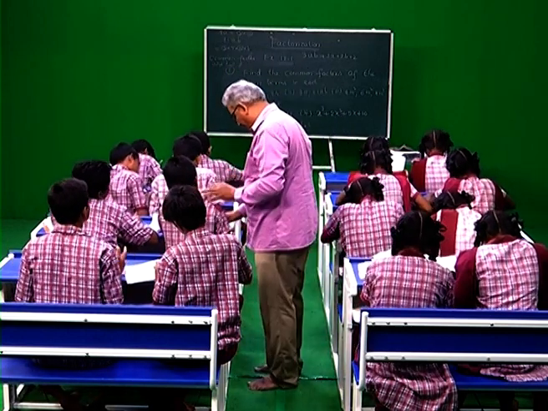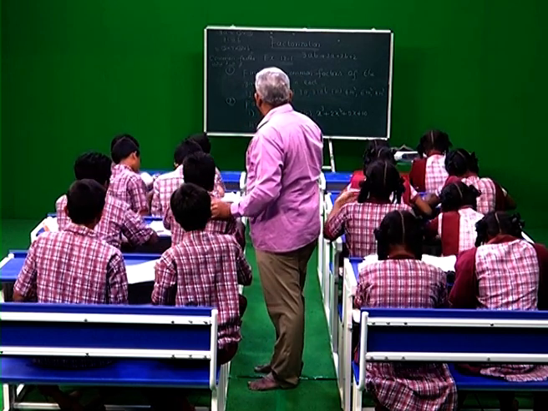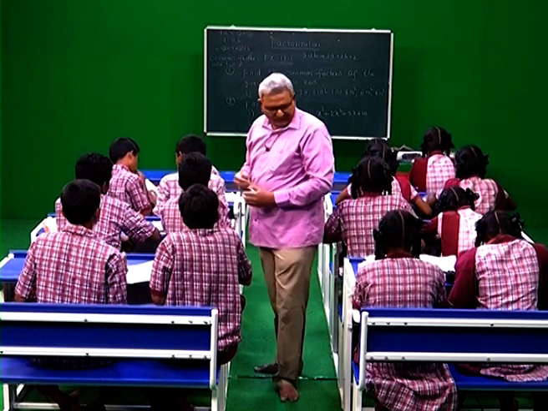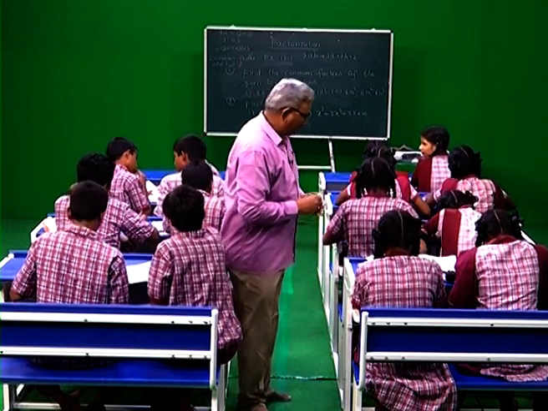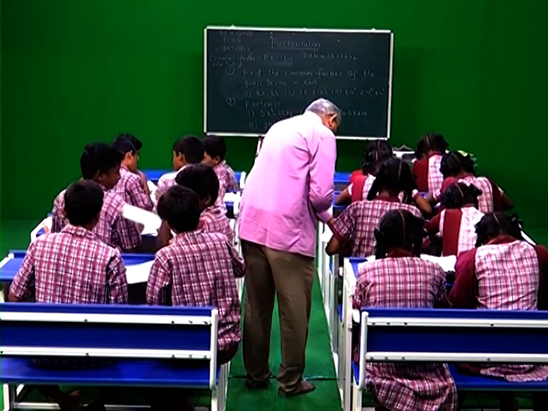Very good, Nana. 5x square, correct. 5 into x square into x. Next, second one, second bit. You try second bit. 25 into y. You try second bit, separate. 25 into y, all equal to xy.